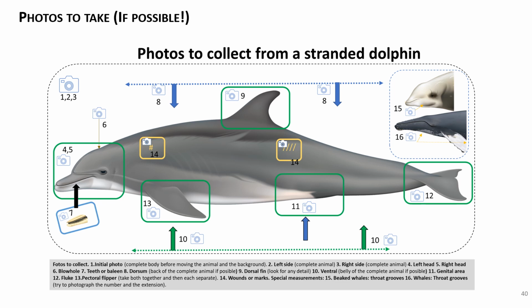Then take a photo of the dorsum, back of the complete animal if possible. Then the dorsal fin. Look for any detail. Then the ventral part, the belly of the complete animal if possible. Then the genital area. Then the fluke. And then pectoral flipper. Take both together and then each separate. Look for wounds or marks.